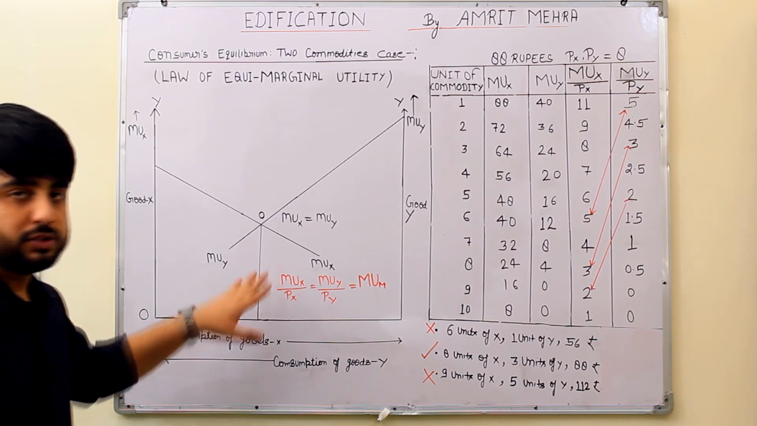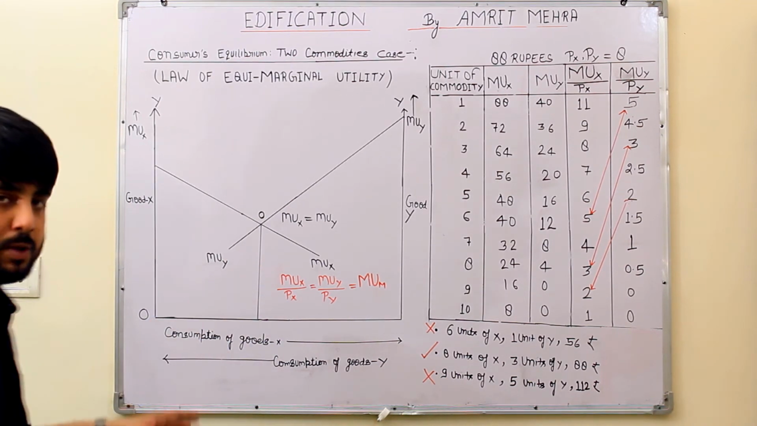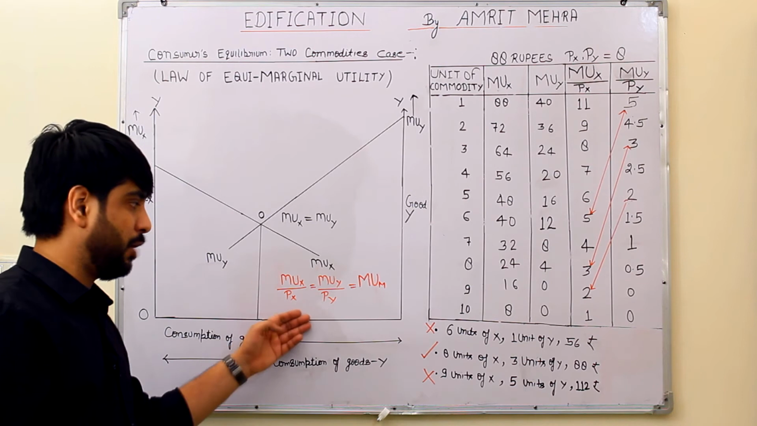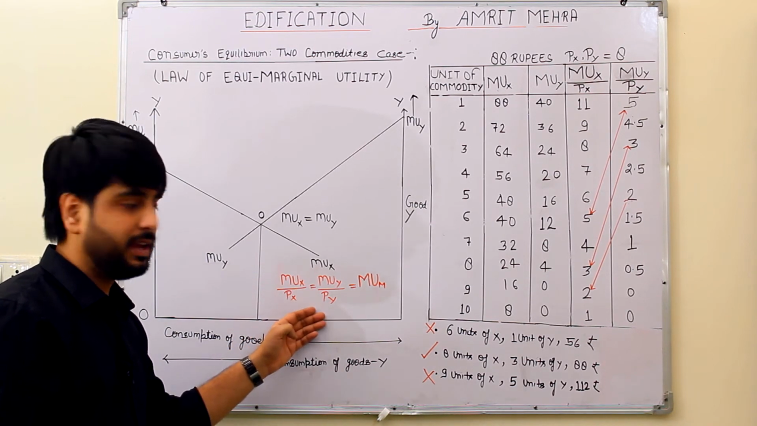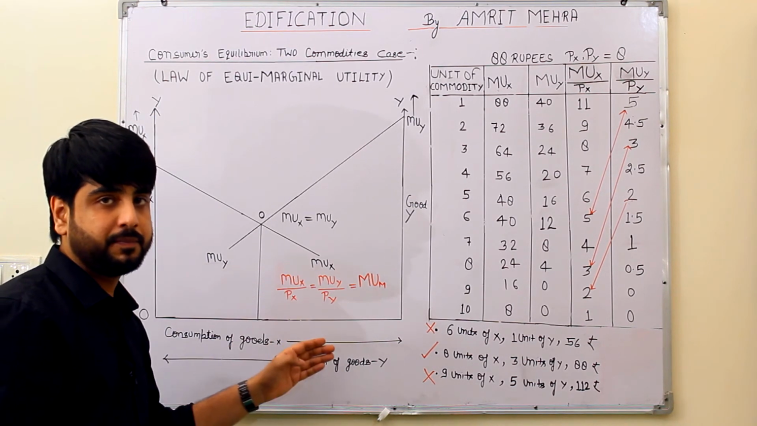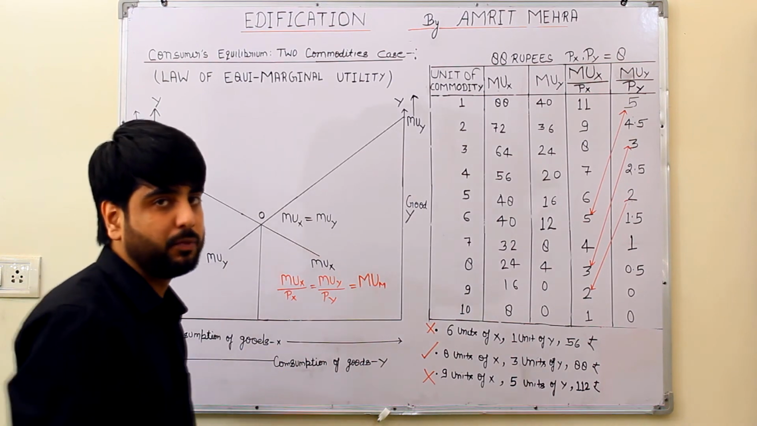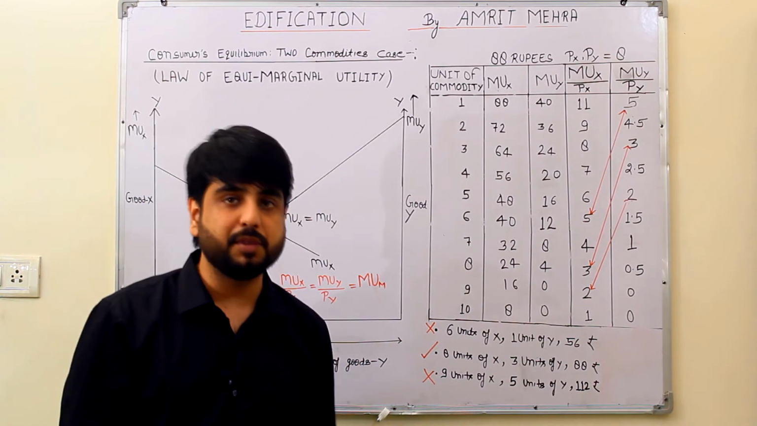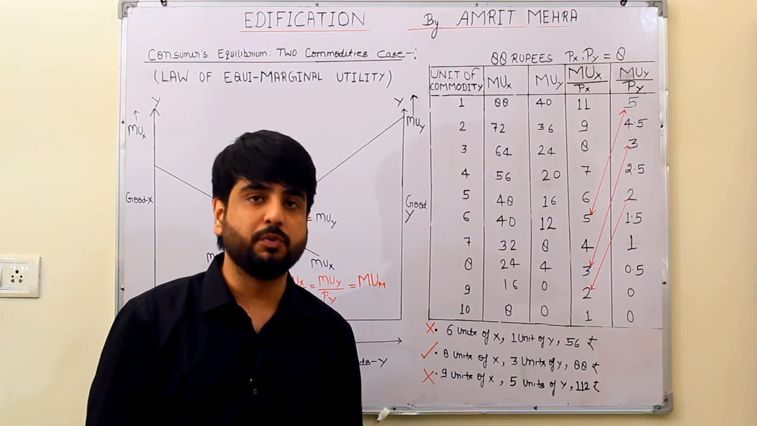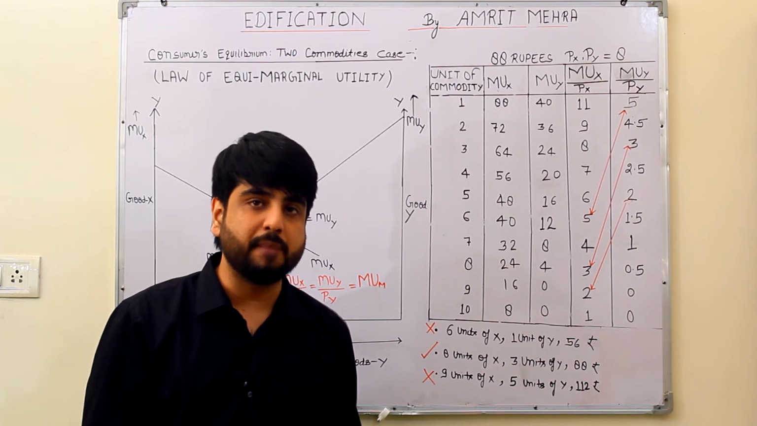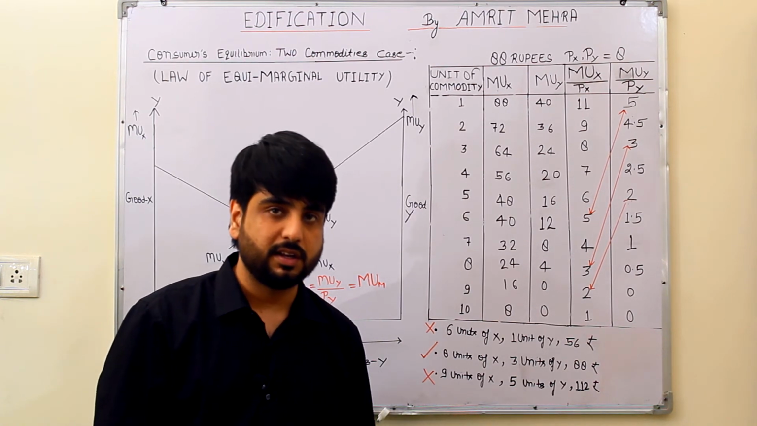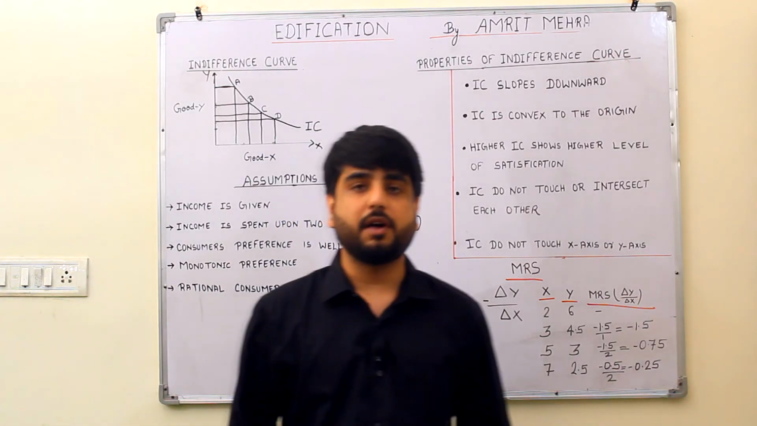and the formula can also be written again that MUX upon PX should be equal to MUY upon PY, being equal to MUM. This entire concept was based upon the law of DMU, and it also assumed one more important thing, that MUM is constant, right?